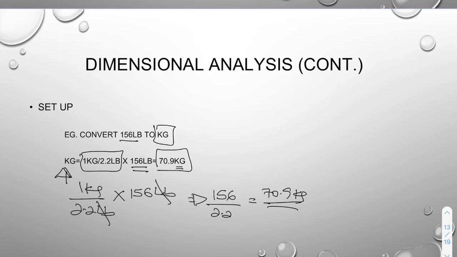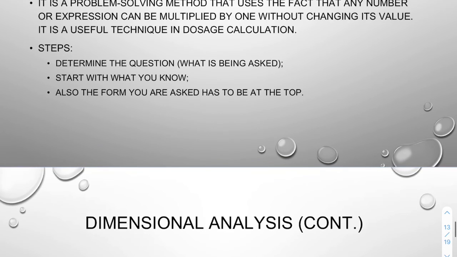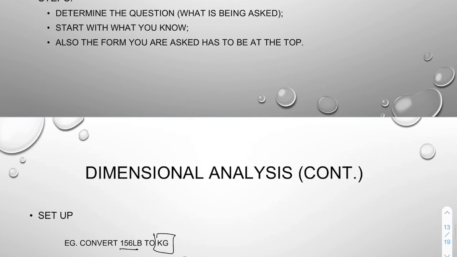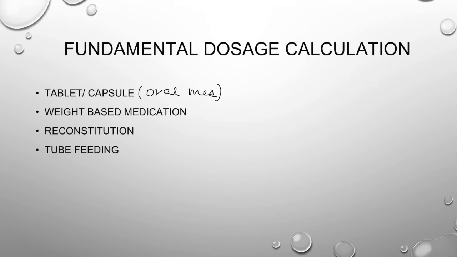So when we review what we have discussed: determine what the question is. Here you are being asked for kilograms. Then start with what you know. You know that 1 kilogram is 2.2 lb. Put what you are asked for at the top. You are asked in kilograms, so put kilograms at the top, divided by 2.2 lb, and that will help you get rid of the pounds that you have. Alright.